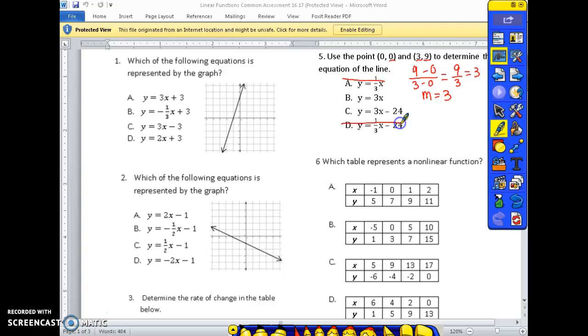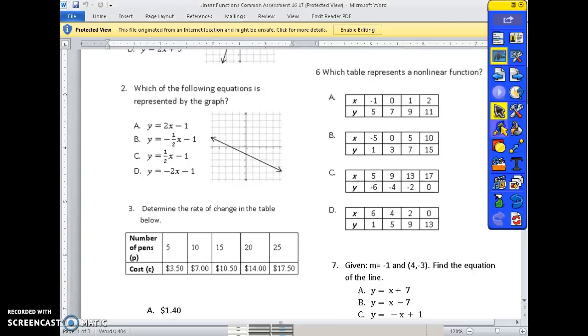Can't be A and it can't be D, so I'm looking at B or C. If you are given a point when x is 0, then the y for that ordered pair is going to be your y-intercept. When x is 0, y is also 0. So y equals 3x plus 0, which is the same thing as y equals 3x. That should be B.